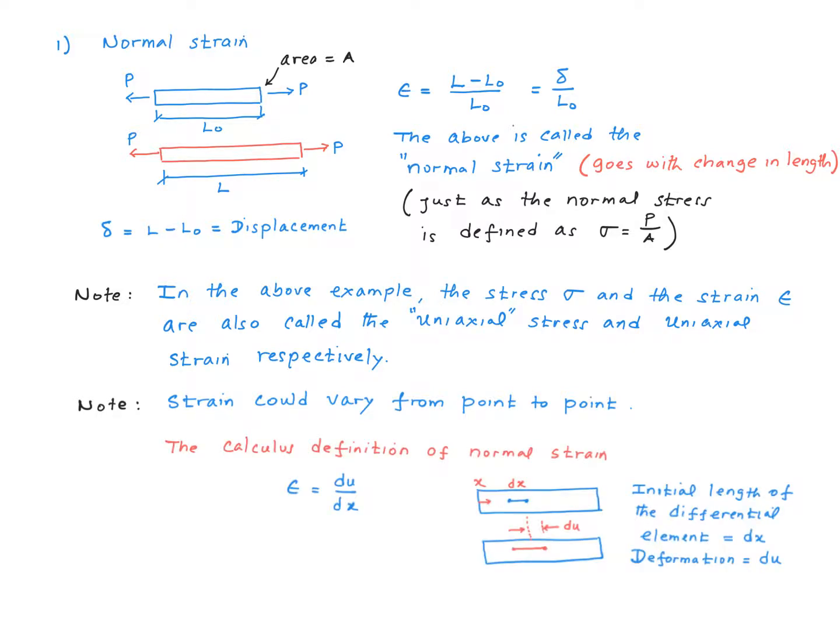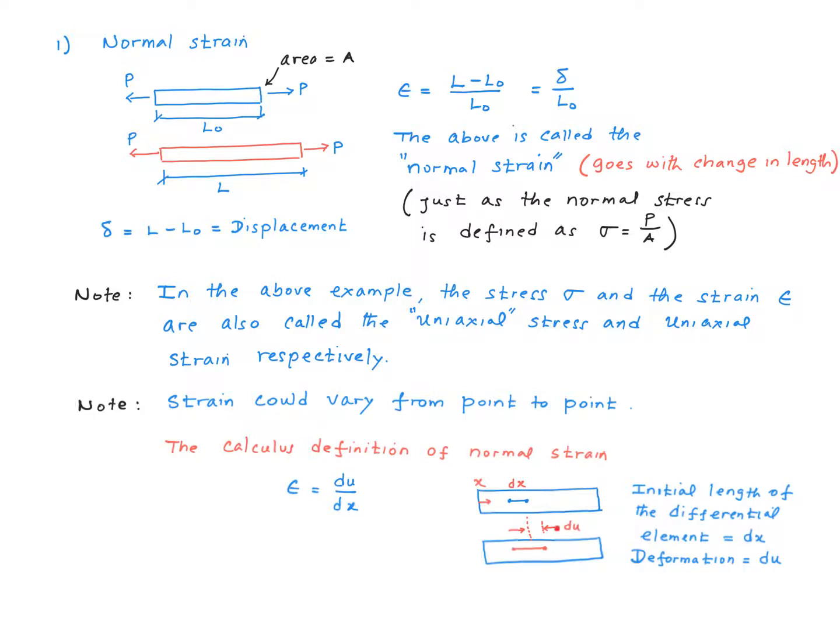So what do we do in that case? Well, we don't have a choice but to resort to the calculus definition of the normal strain. This is the calculus definition of the normal strain, epsilon. Epsilon equals du over dx. This picture illustrates the physical meaning of these two quantities, dx and du. We take the x-axis to be along the axis of the rod. Just as we considered a rod with the initial length L0, here we consider a small differential length dx. Say this little differential element has increased in length to dx plus du due to loading.